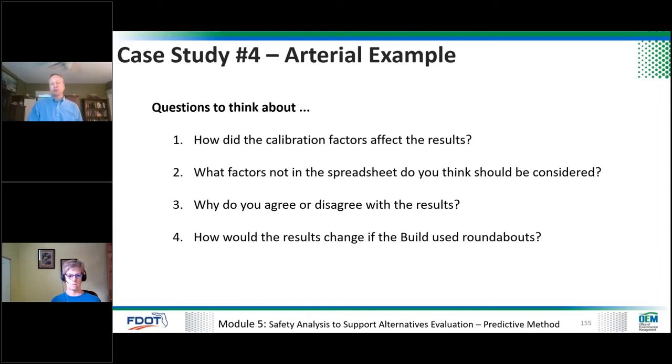Why do you agree or disagree with the results, and how would the results change if the build used roundabouts? So you could actually now test that with the new SPF. So there's a lot of things to think about when you discuss a project like that and you're presenting it to others, or asking questions about it of folks who've done the work.